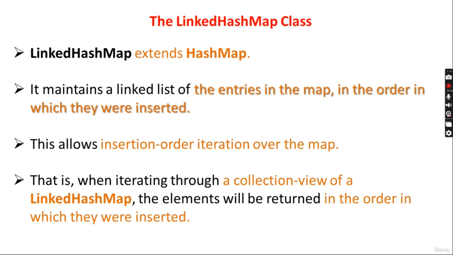LinkedHashMap class. LinkedHashMap extends HashMap. It maintains a linked list of the entries in the map in the order in which they were inserted. Insertion-order iteration over the map. So whenever you are entering objects into the map, the same order will be maintained. That is, when iterating through a collection view of a LinkedHashMap, the elements will be returned in the order they were inserted.